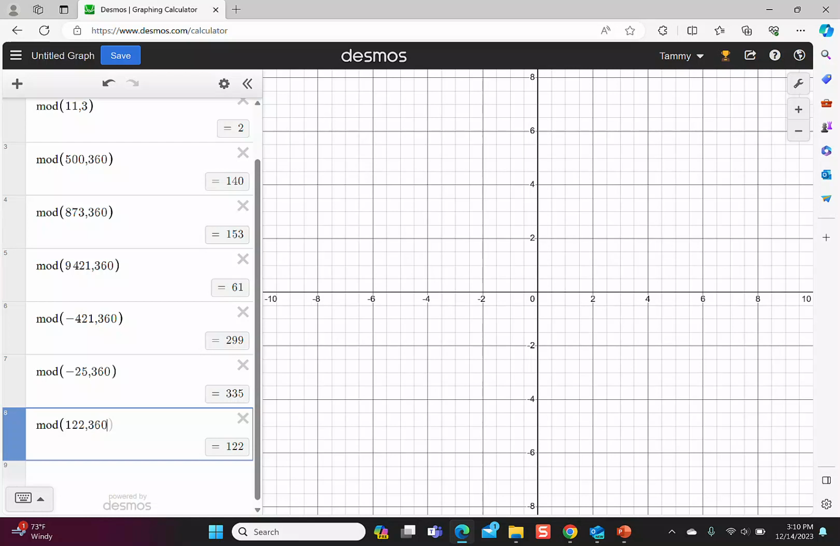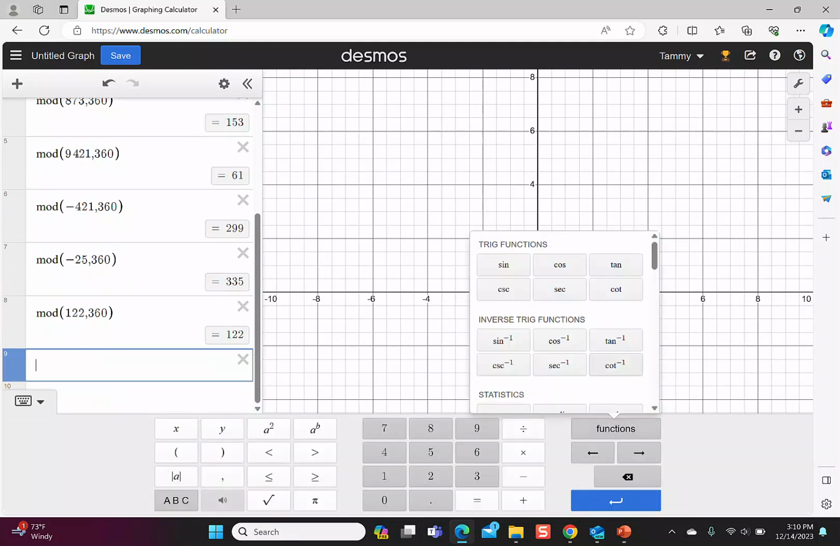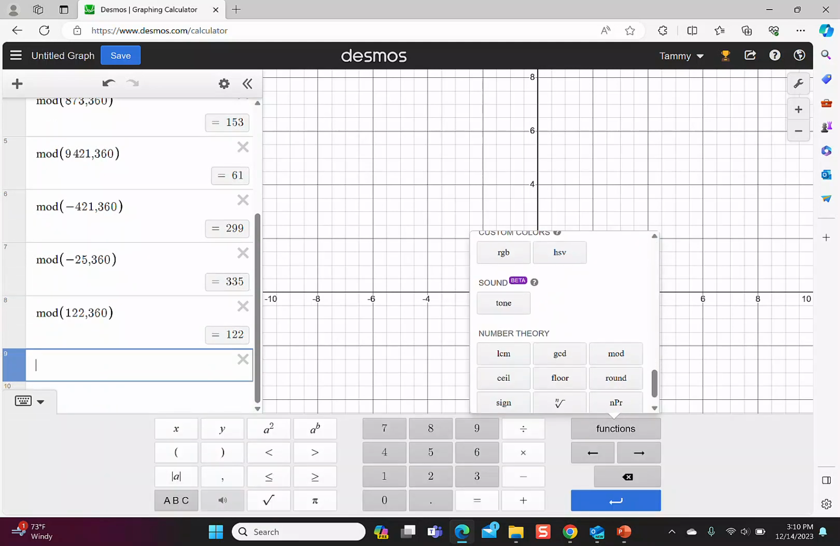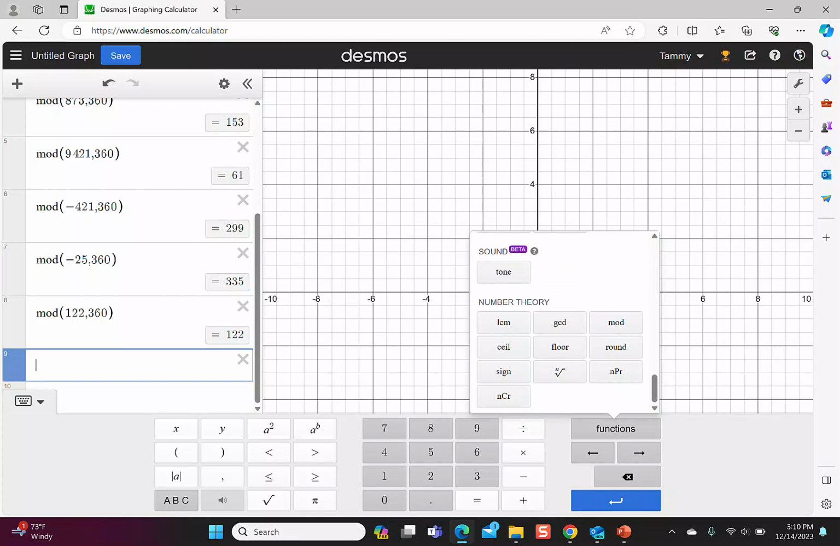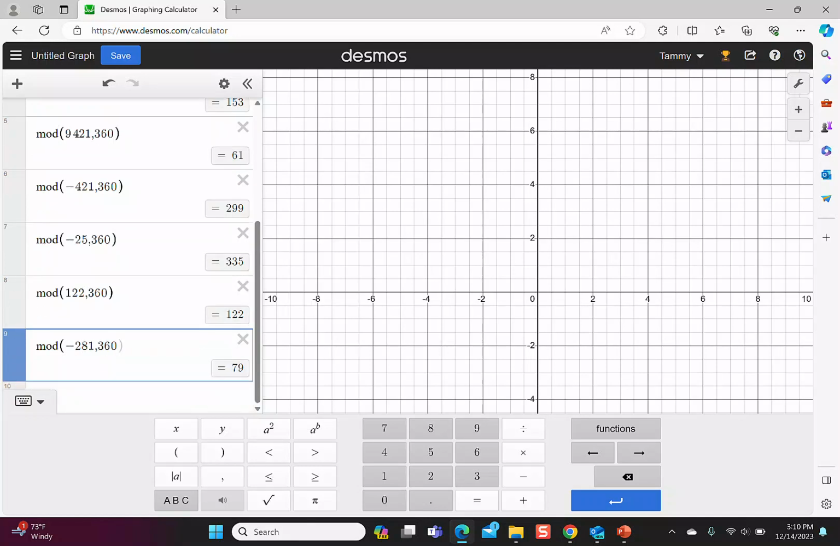If you don't want to type the word mod, you can open the keyboard, go to the functions, and then look in the number theory category, which is where you'll find the mod. You would click it, and it still tells you you need a parenthesis. Let's put in negative 281 with 360. It tells us we're in quadrant 1 and our terminal angle is 79 degrees.